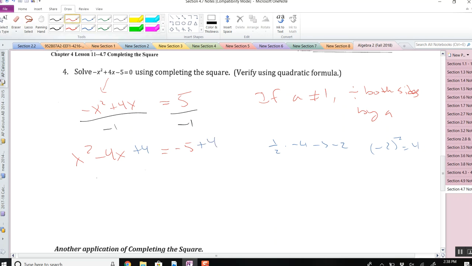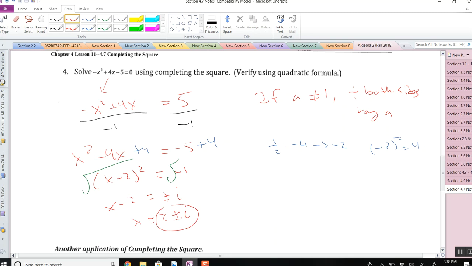Then we factor. Remember, it's a perfect square trinomial, so you can factor it like that. Then you square root both sides. x minus 2 equals plus or minus, now remember that's i, it's an imaginary number. x equals 2 plus or minus i.